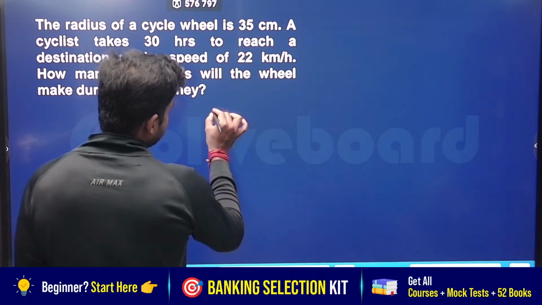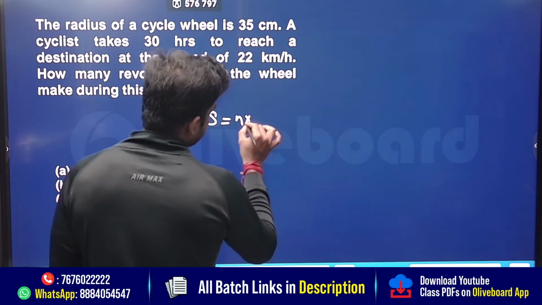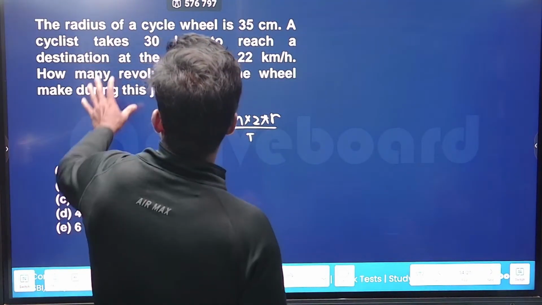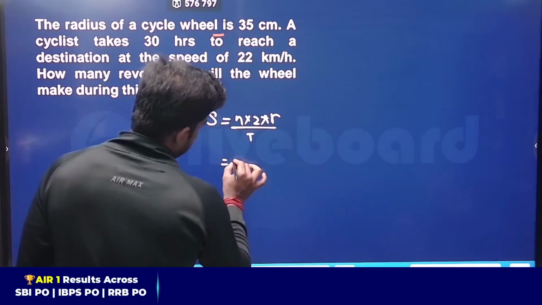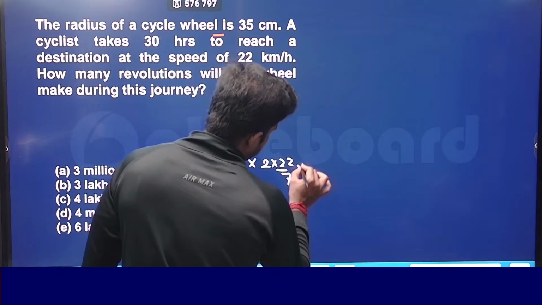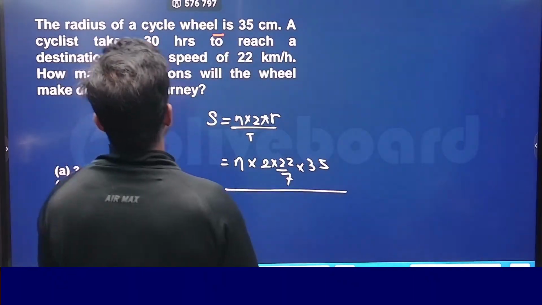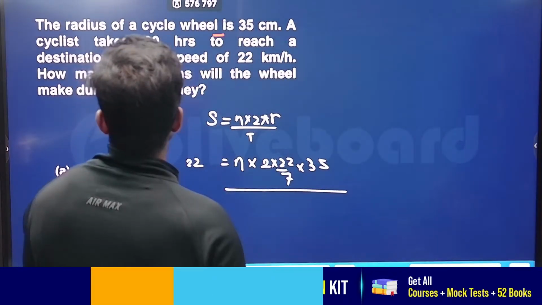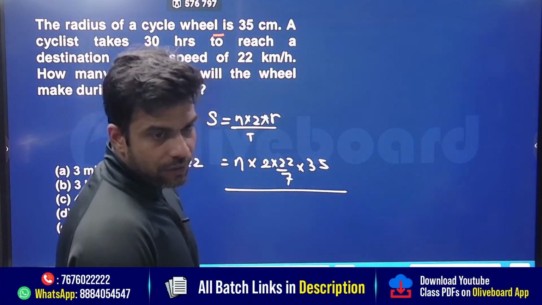Again, guys, what we know, speed equals, in terms of revolution, n into 2 into pi into r divided by total time. Now, our radius of the cycle wheel is 35 centimeter. Radius is basically given to you. So just write down speed equals n multiplied by 2 into 22 by 7 multiplied by 35, as it is, divided by time. Speed is also given, which is 22. That's very easy. How many revolutions? Because they're talking about n in 30 hours. They have also given you the value, 30 hours.